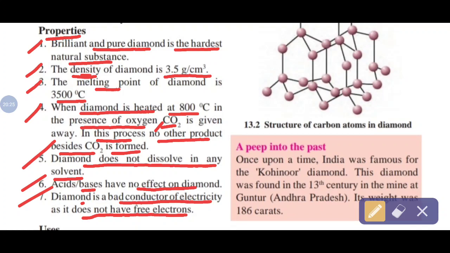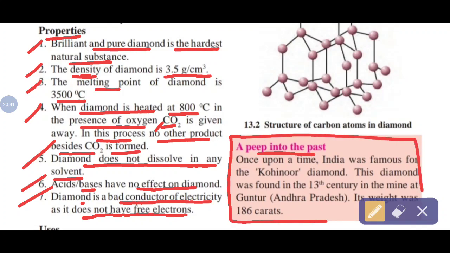Now this orange color box is given here. That part is omitted. What is that? A peep into the past. For your knowledge, you read whatever four lines are given here. Clear? This part is omitted from our syllabus. Next one.